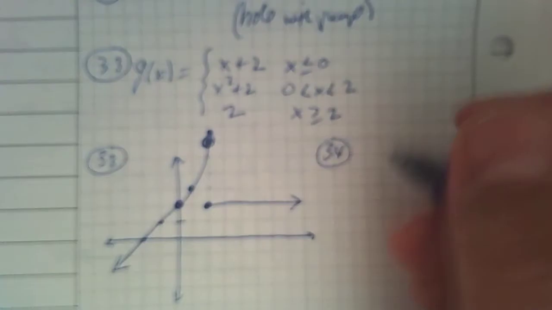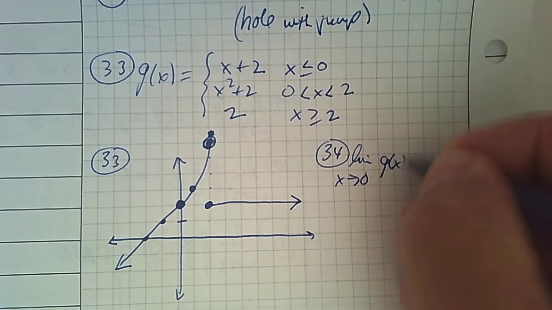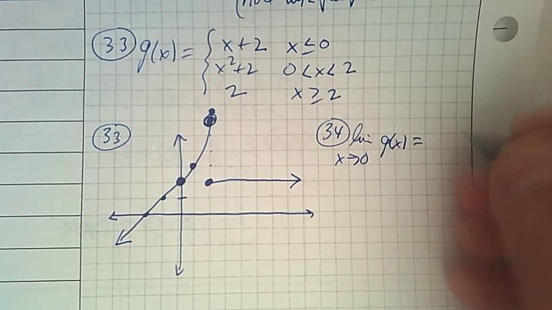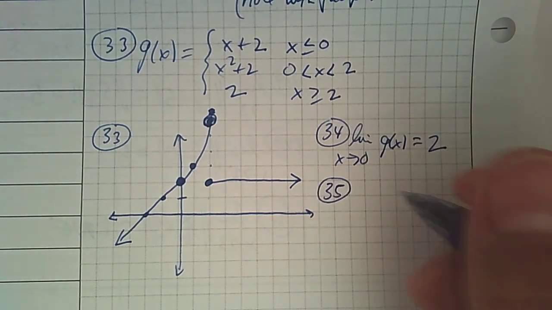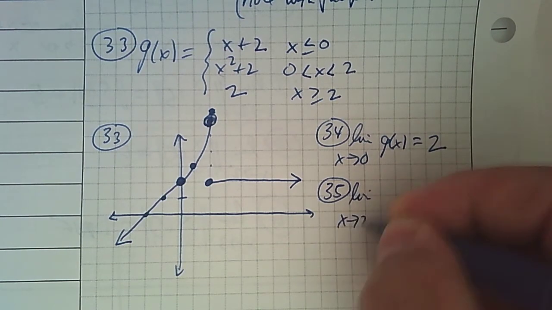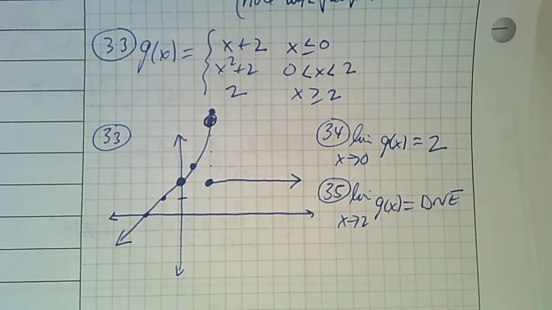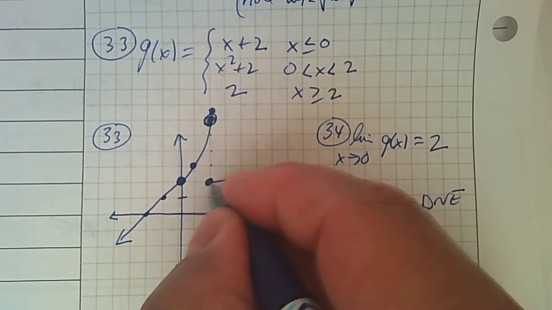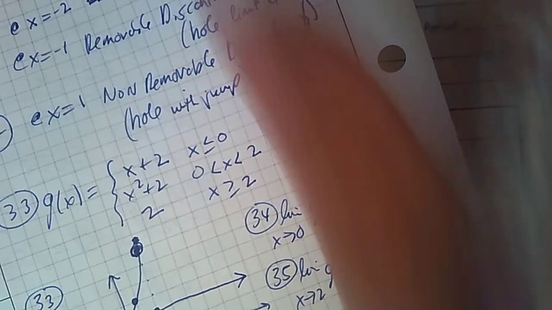34 says, find the limit as x approaches 0 of g at x. So when I look at 0, does the left and right both agree what the y-coordinate is? The answer is yes. The answer is 2. For 35, what's the limit as x approaches 2 of that function? And here the answer is, it doesn't exist. The left says the answer is 6. The right says the answer is 2. That jump means the limit does not exist.